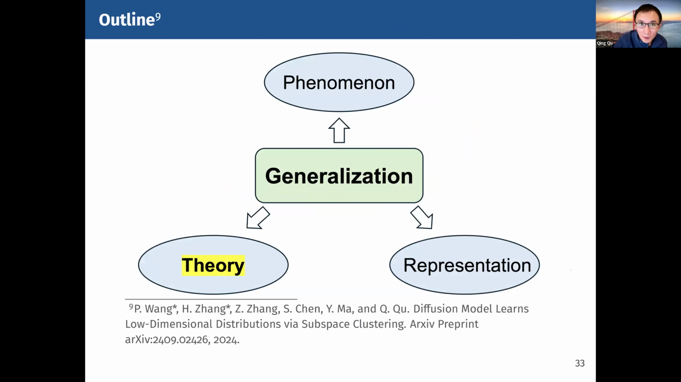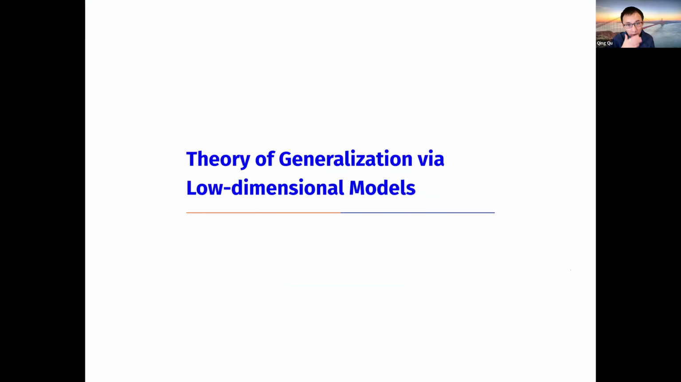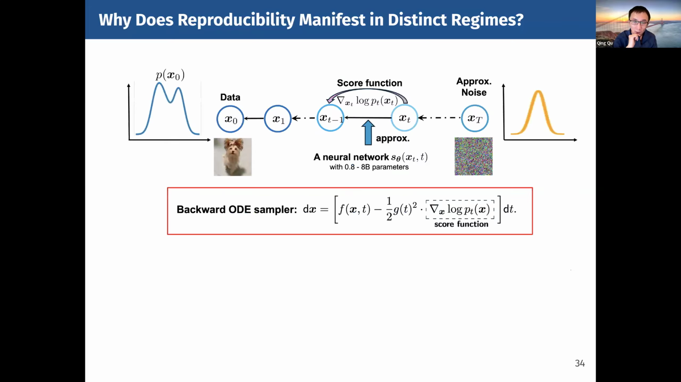So this leads to a very interesting question: why does this happen, and how does this kind of generalization emerge when we're training our diffusion models? To answer this question, we give some simple theory to study it. If you want to develop a theory, first you want to understand why this phenomenon happens. And to understand why, you need to look back at the sampling procedure of your diffusion models, right?